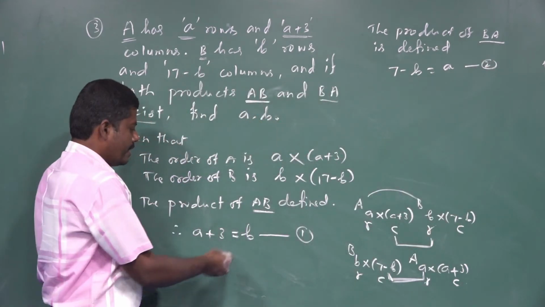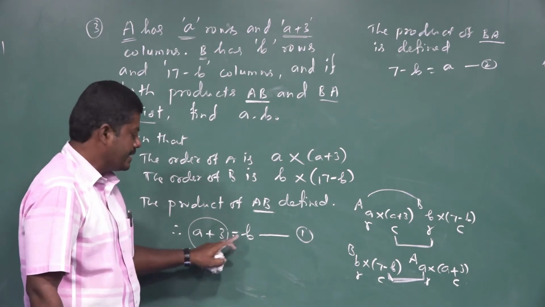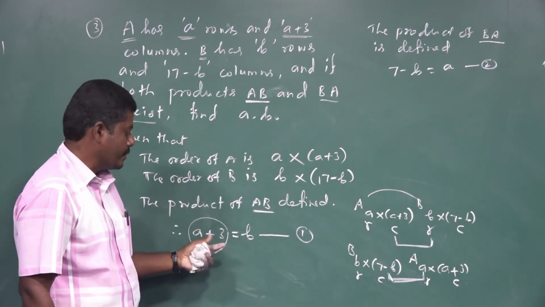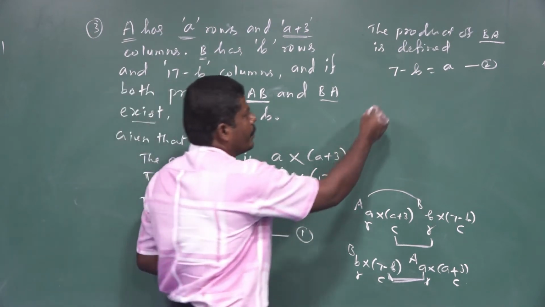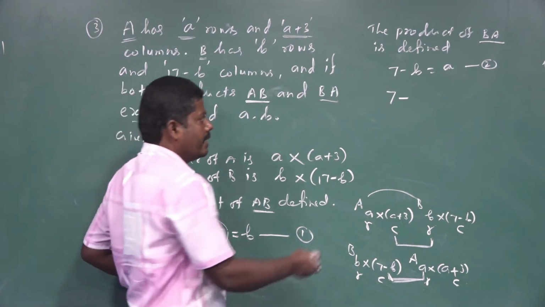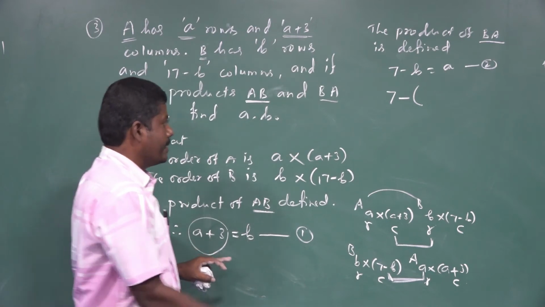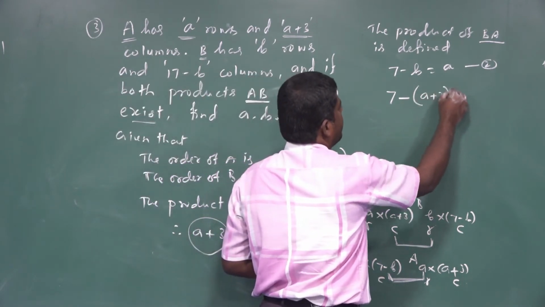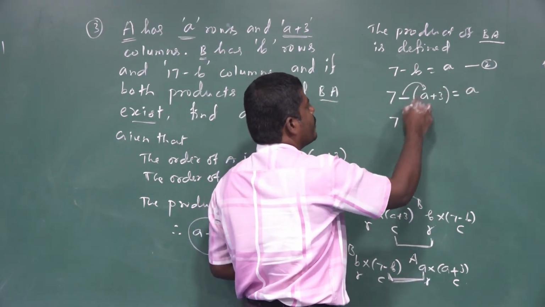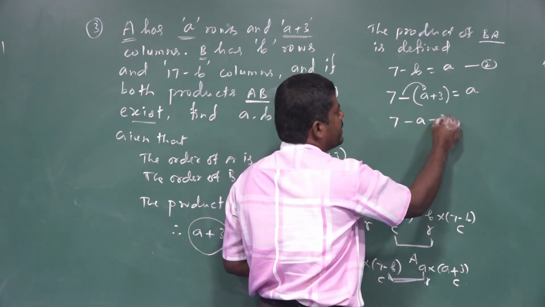You see, in our first equation the value of b is a plus 3. Instead of b, you substitute a plus 3 in our second equation. You keep 17 as it is, minus the value of b, a plus 3. The outer sign is minus, so you write a bracket here: a plus 3, which is equal to the right side value a. Now multiply this minus inside. What we get: 17 minus a minus 3 is equal to a.